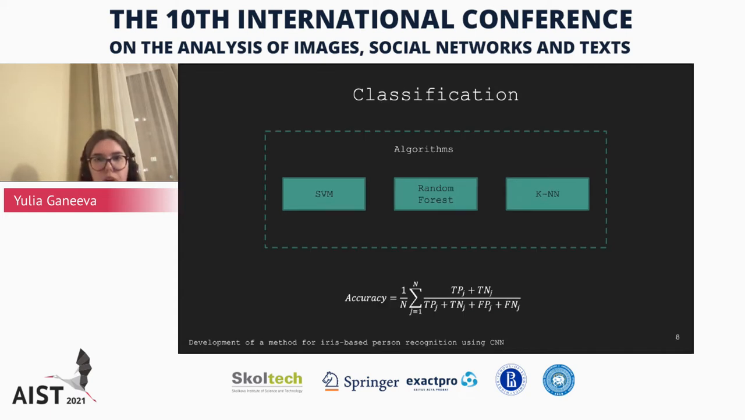To solve the classification problem, we use algorithms from machine learning: SVM with linear, polynomial, and radial basis kernels, random forest, and the k-nearest neighbors algorithm. Also, we used the accuracy metric for estimation of results of our methods; the formula is presented on this slide.